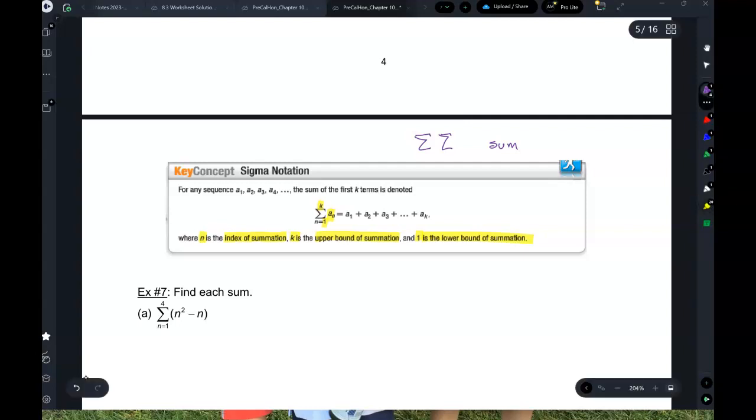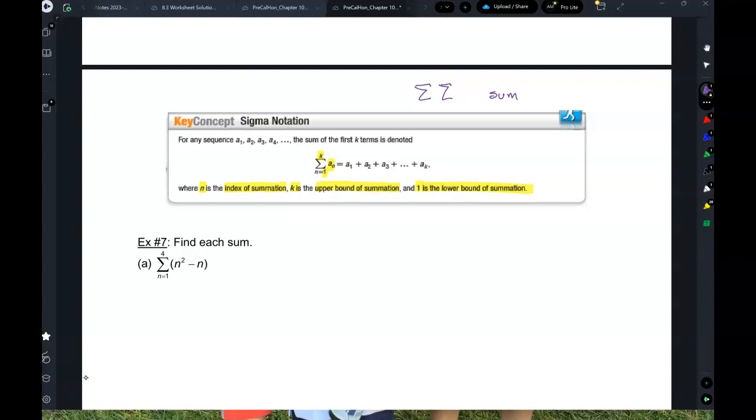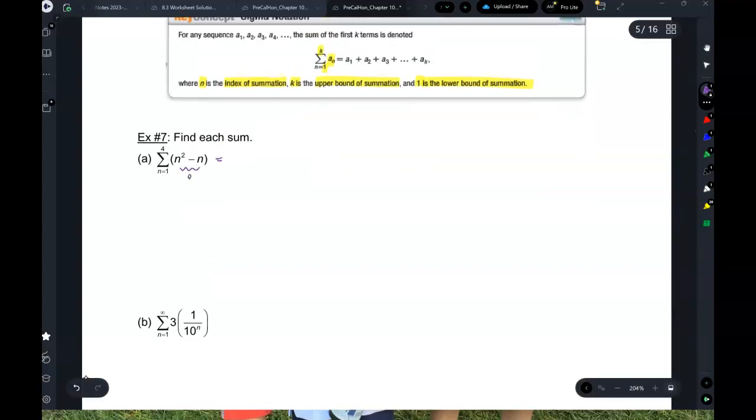So now, this says find each sum. So we're adding this up. This is an explicit formula for A sub n. So when it says sum up this A sub n from 1 to 4, I want to add up A sub 1 plus A sub 2 plus A sub 3 plus A sub 4. So if I was driving down the street and on a billboard I just saw this printed, I would say to myself, okay, we need to find A1 plus A2 plus A3 plus A4. Okay?